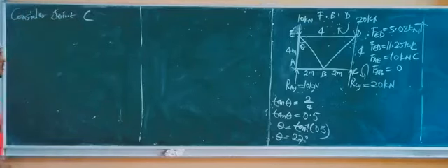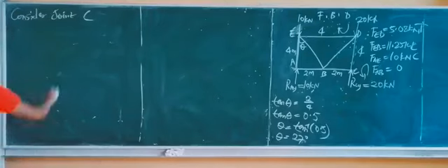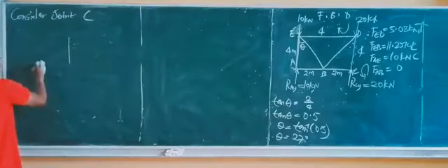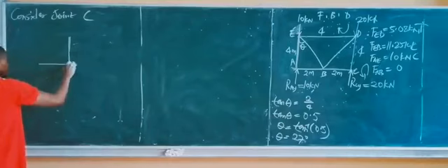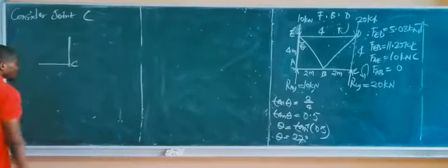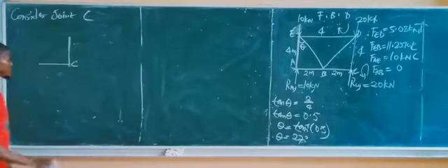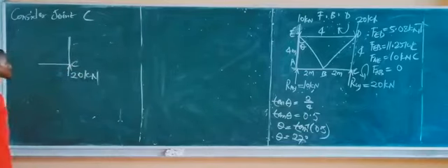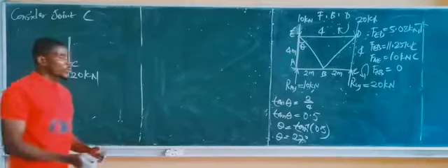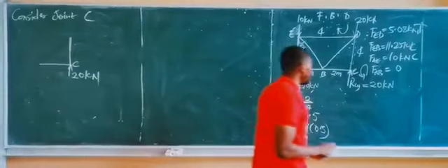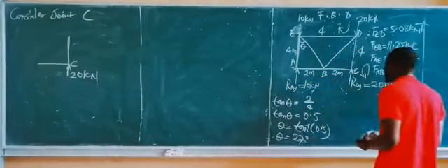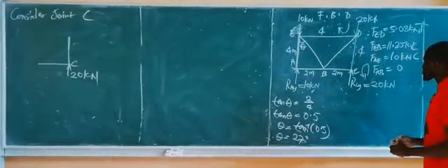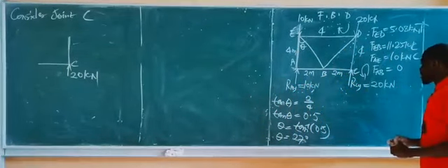Okay, so what we have at joint C is simply this. This is joint C, and at joint C we have an upward force RCY, whose value is simply 20 kilonewtons. Now we don't know the direction of the force between C and B. We also don't know the direction of the force between C and D. So we assume those directions.